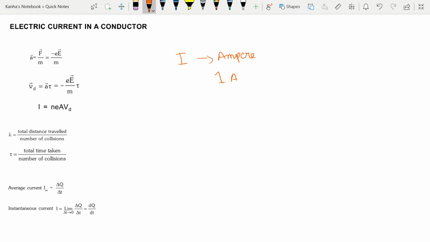Also, some important points that you should notice. First of all, the conventional direction of current is in the direction of the flow of positive charge or the applied field. Also, the conductor remains uncharged when current flows through it because the charge entering at one end is equal to the charge leaving at the other end.